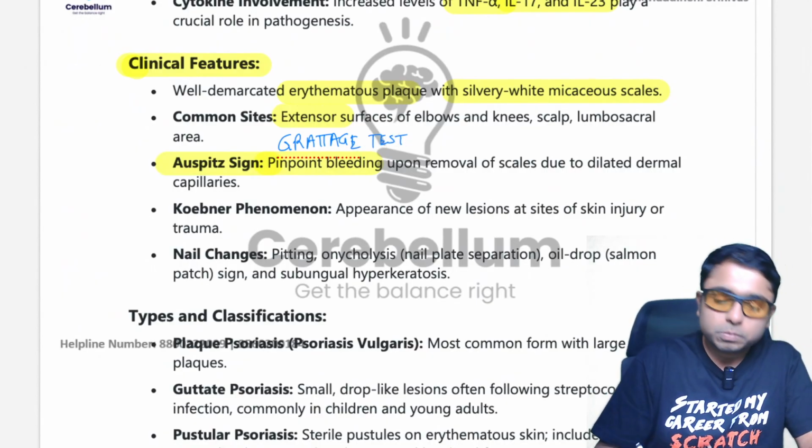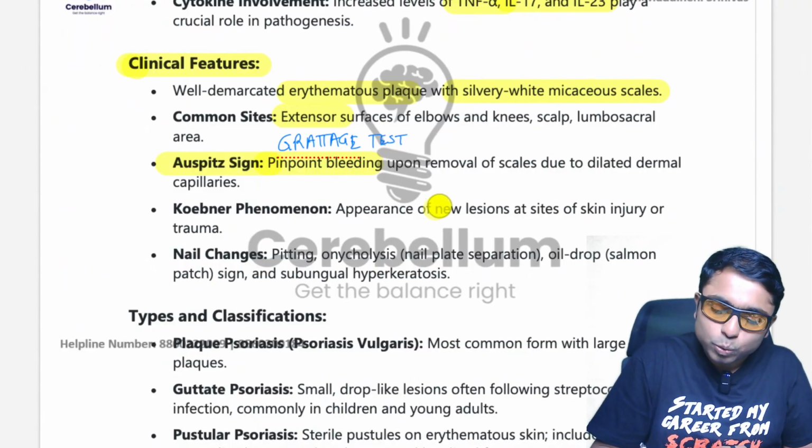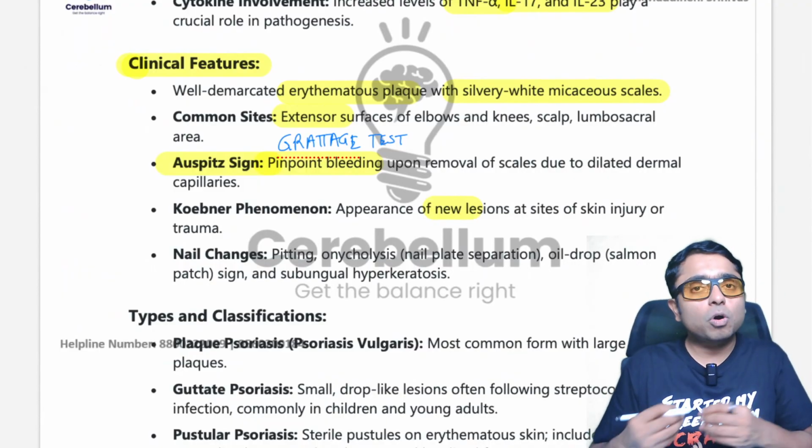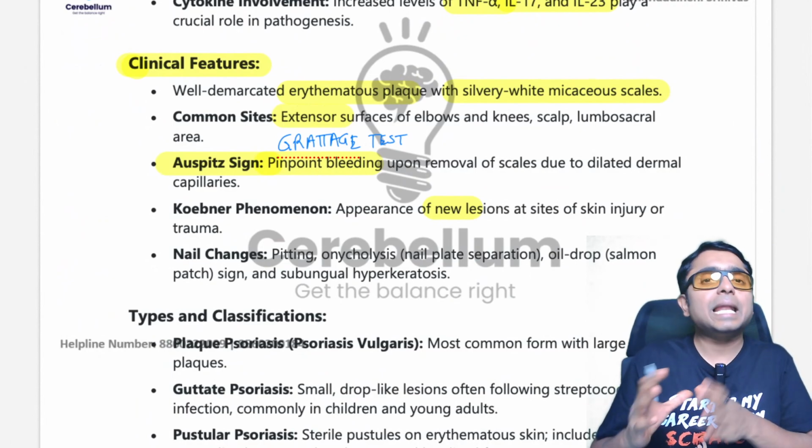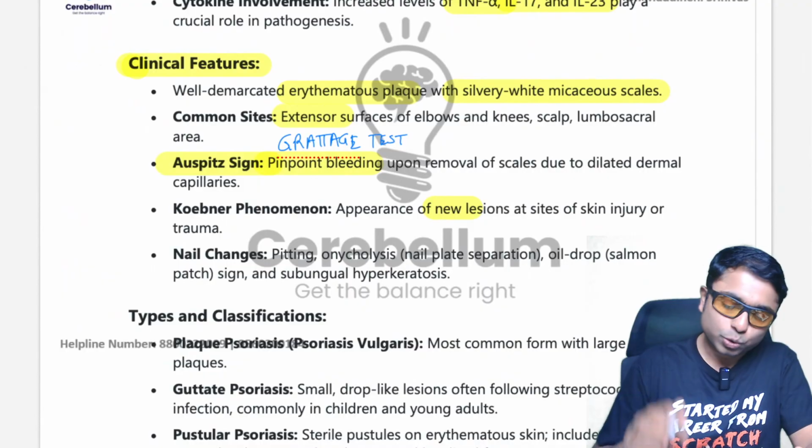So what is Koebner's phenomenon? Appearance of the new lesions at the sites of the trauma or injury is called as Koebner's phenomenon, and this is also seen in the lichen planus and also vitiligo along with psoriasis.